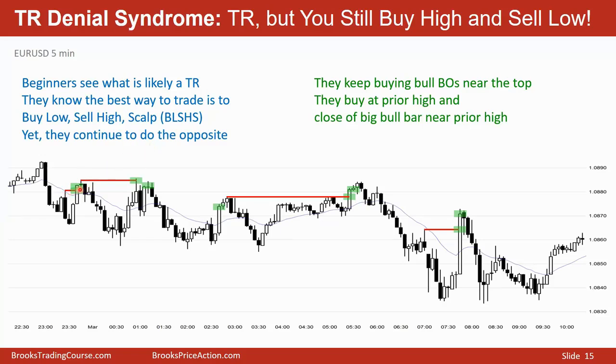Just look. If you're buying a breakout of a prior high, if you buy at that high, if you buy at this high, if you buy a high 1 bull flag at the top of this double top, if you buy this breakout, look what happens every time you buy high. Every time you buy high, you're losing money.